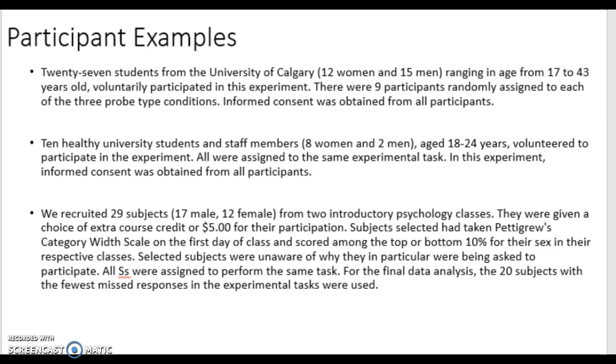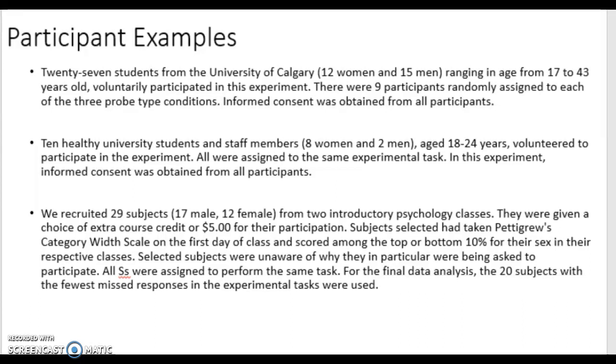So here's a couple of examples. So I've got 27 students from the University of Calgary. All right, so in this instance, in these examples, this is data that's already been collected. So I want you to think about, if you were doing this experiment, you wouldn't say you had 12 or 15. You're going to say students from the University of Calgary, ranging from 17 to 43, will be recruited for this experiment. All right, so they will be randomly assigned to 3 probe type conditions and informed consent was obtained.